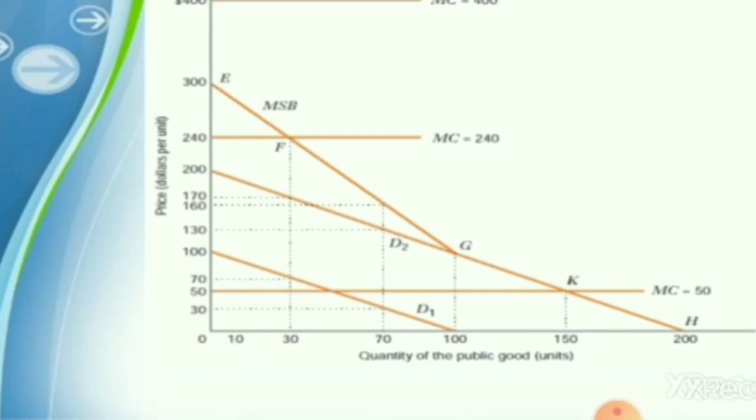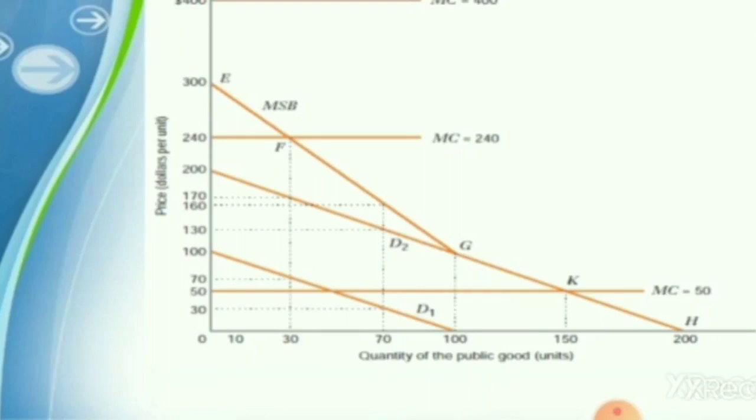D1 and D2 are the two demand curves for the first customer and the second customer. The first demand curve ends at 100, and the second demand curve D2 ends at 200, right? When these two coincide, marginal social benefit is exactly equal to marginal cost, and there will be a kink. G, where is the kink?